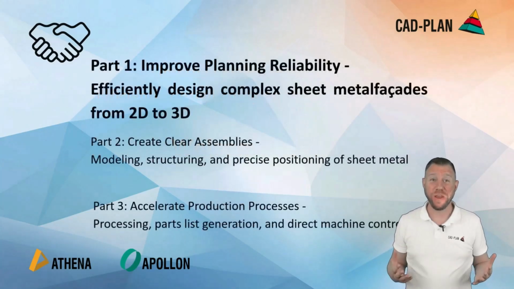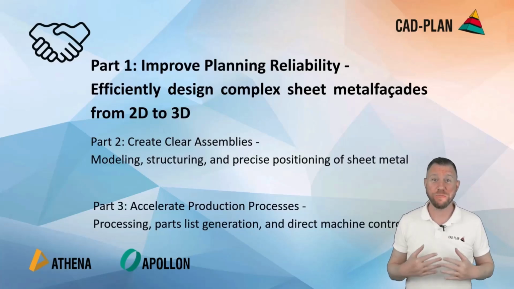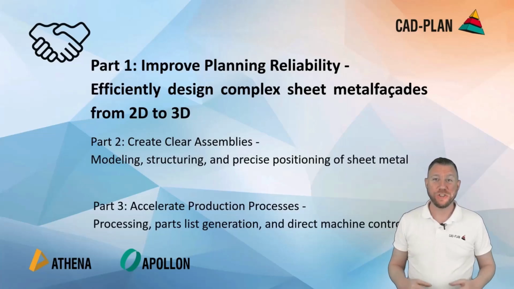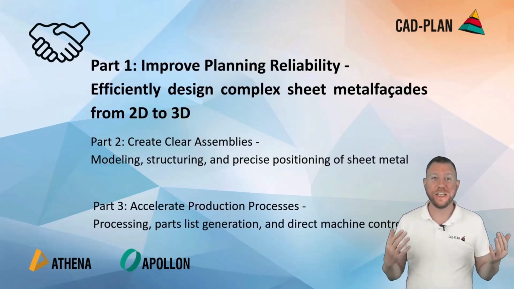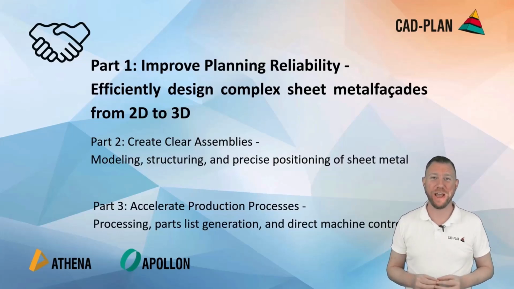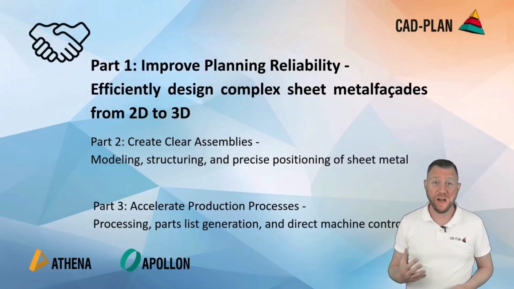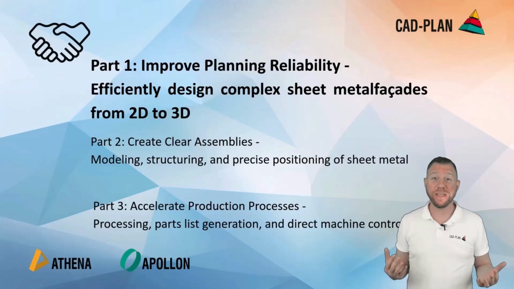In Part 2, we will show you how manufacturing processes can be accelerated in a targeted and structured way. The focus is on sheet metal engravings, assembly drawings, and the clear visualization of how the entire construction is put together. You will see how individual components can be clearly identified and prepared so that they can be processed quickly and reliably in the subsequent stages.